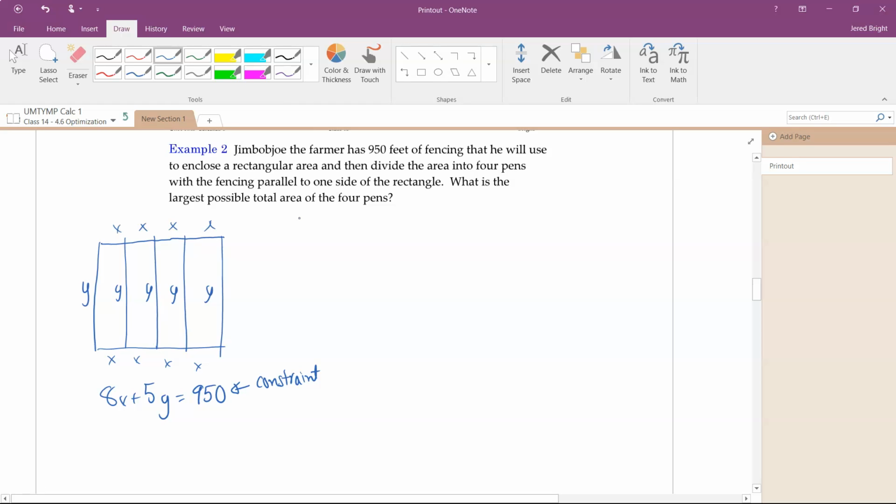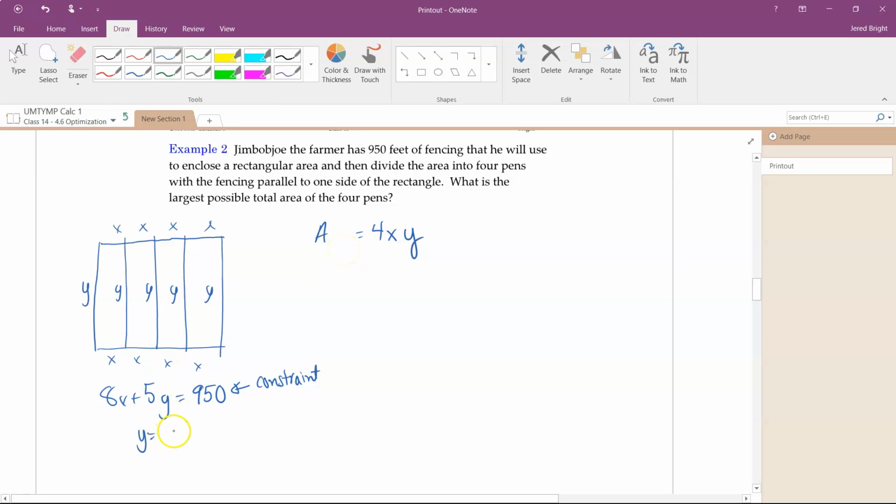But anyway, we want to find area. The largest possible total area for the 4 pens. So the total area is going to be 4x, one side, times the length. Oops, that should be an x, not a y. X times y. Now I need to manipulate my constraint equation and then substitute that into my area equation. So I'm just going to give this a name as A.